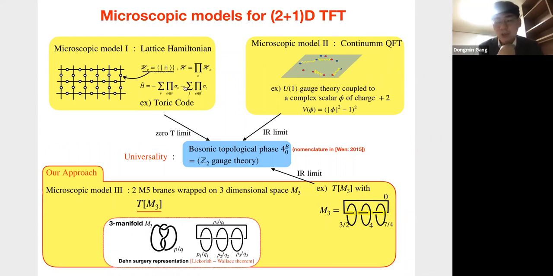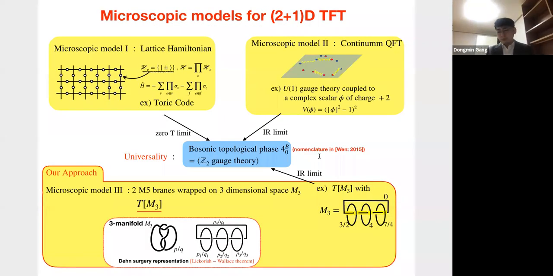In this toric code case, it is known that the zero temperature limit physics is described by the bosonic topological phase, which in this notation is 4-0V. This is another name for Z2 gauge theory. This is some nomenclature of topological phases invented by these people.